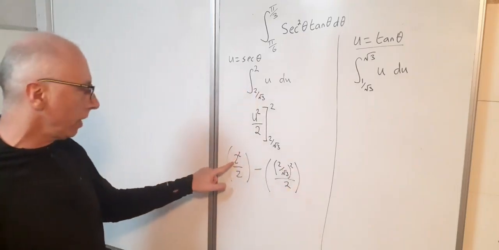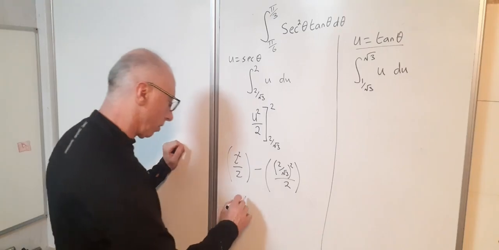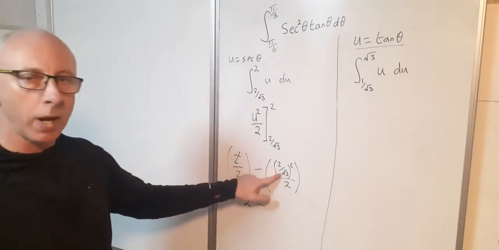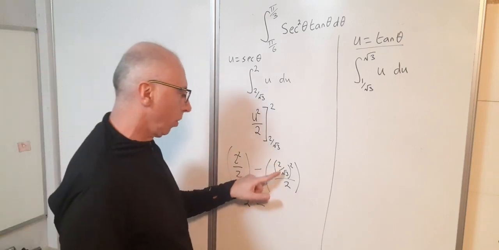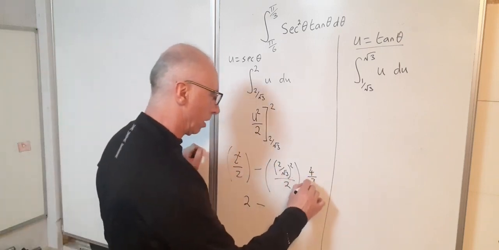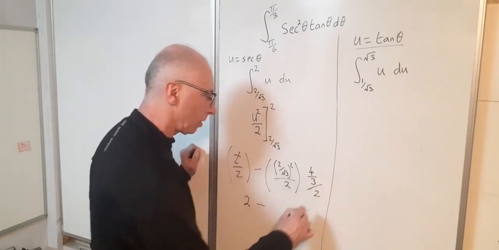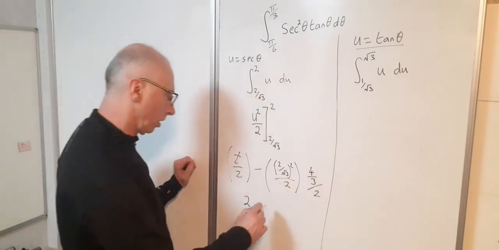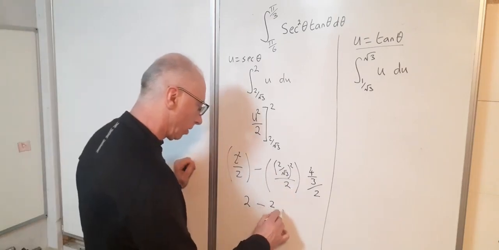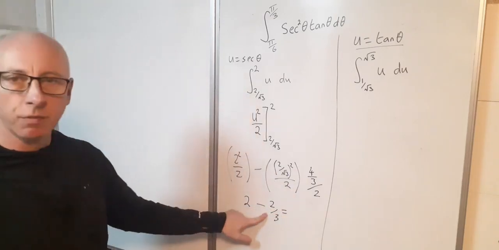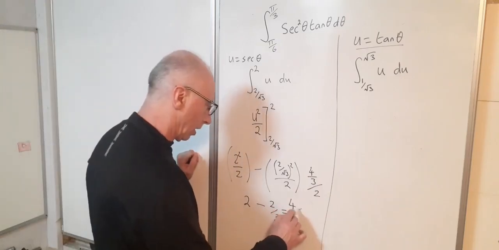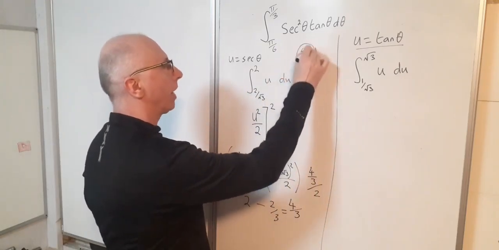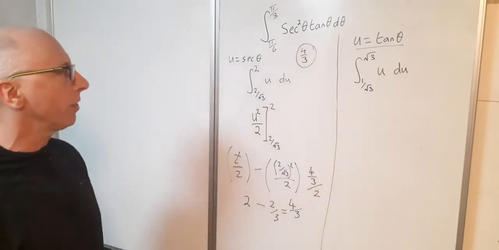And then 2 squared over 2, that's 4 over 2, which just gives us 2. And then what do we have here? 2 over root 3 squared gives us 4 over 3, and that's all divided by 2, so 4/3 divided by 2 is just 2/3. So 2 minus 2/3 is going to give me 4/3. So this one gives us 4/3. Let's put that one there. Now hopefully we get 4/3 out of this one.